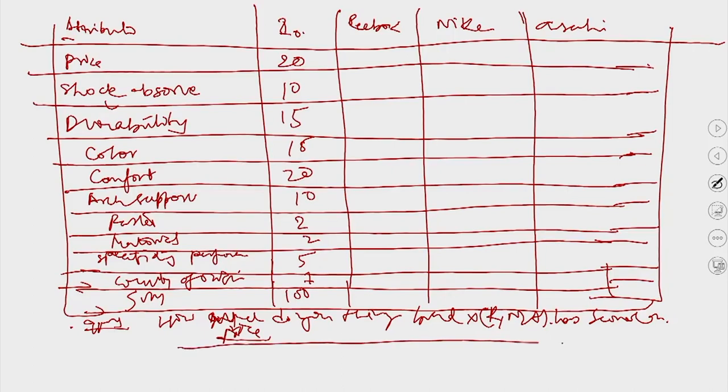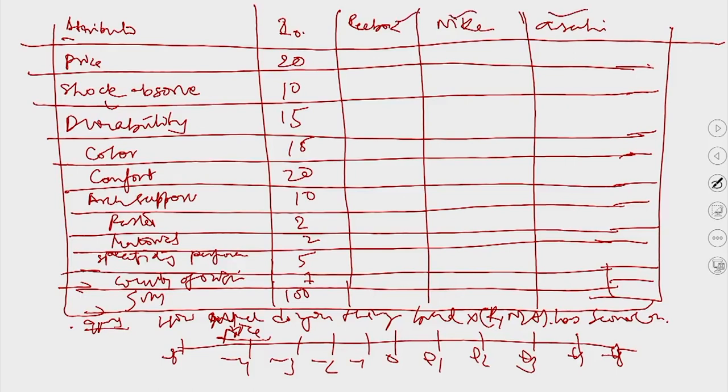And so, we give a 9-point scale here, starting with minus 5, which says that I am not satisfied with it at all, and plus 5 saying that I am fully satisfied with it. Then I have plus 4, plus 3, plus 2, plus 1, 0, minus 1, minus 2, minus 3, minus 4, and minus 5. So, this is the scale, and each consumer has to rate each of these brands, Reebok, Nike, and Asahi, on this question of price.